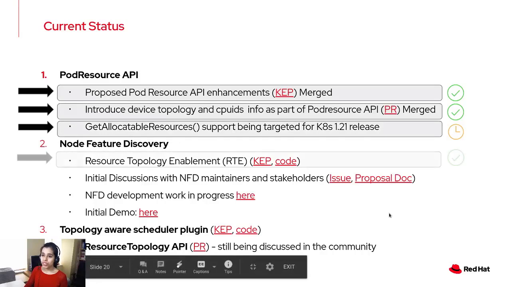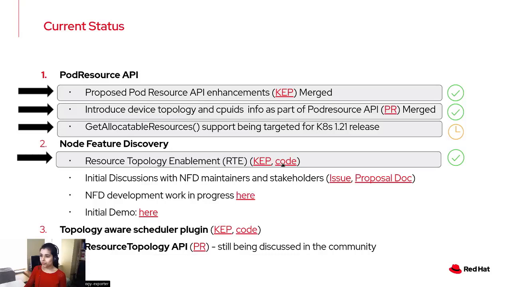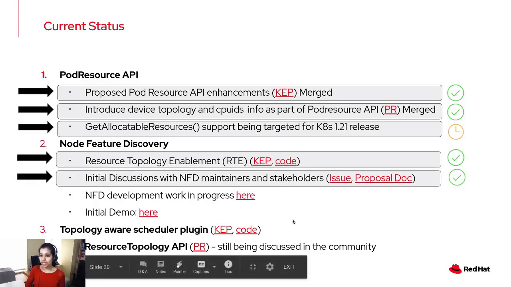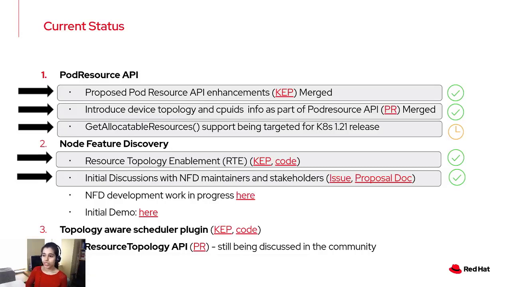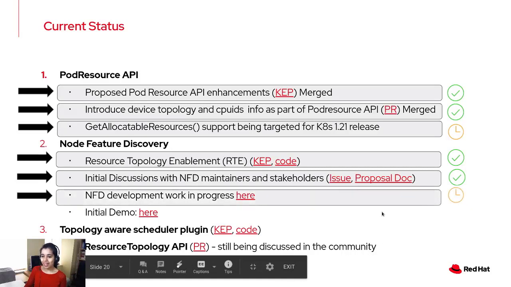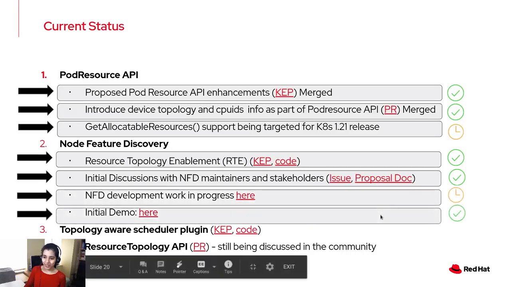In terms of node feature discovery work, the resource topology exporter, the Kubernetes enhancement proposal, and the code are ready. The enhancement proposal is still being reviewed, but the code is all up and ready. We've had initial discussions with the NFD maintainers and stakeholders. We have a proposal doc to capture all the design discussion in terms of how we proceed with enabling resource hardware topology through CRDs in NFD itself. The development work is currently in progress, and the initial demo can be seen here.